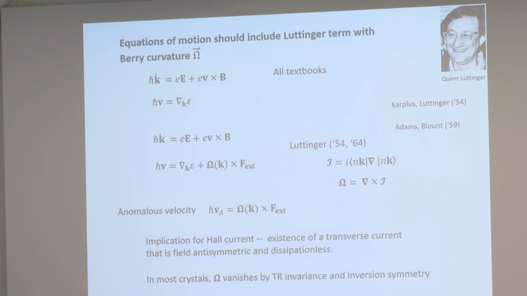Luttinger called this the Berry connection J. Right? And he even took the curl of J, and he found that the velocity, the group velocity, is not just the gradients, right? It includes what today we call the anomalous velocity. I think this should be renamed the Luttinger velocity, right? Because anomalous velocity, what the heck's that?